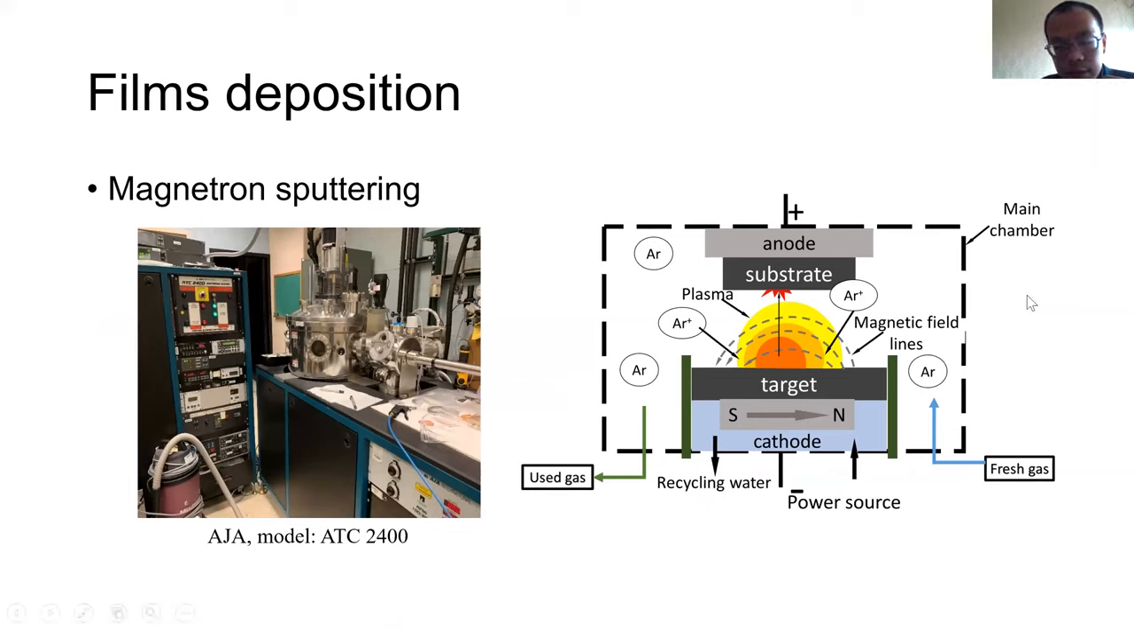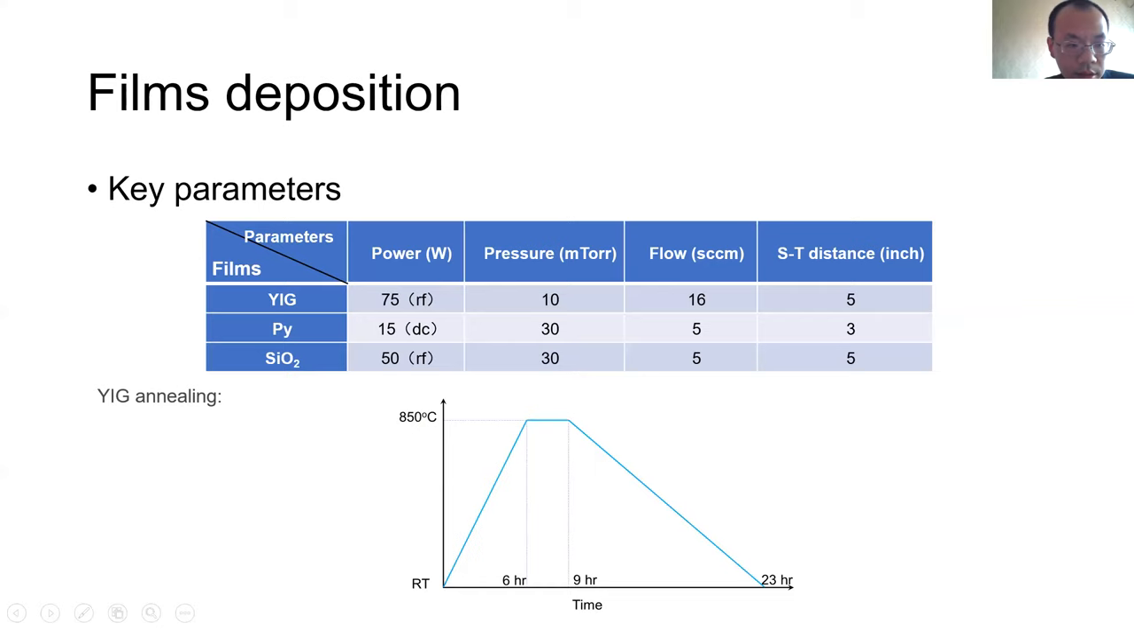So for this ceramic insulator, the YIG film, we need to use RF sputtering technology to do the deposition. The reason is that it's an insulator, and we need to avoid the charge effect, so we need to use an RF source. So these are the parameters for the fabrication. For different systems, we need to optimize the fabrication conditions to get good quality films.